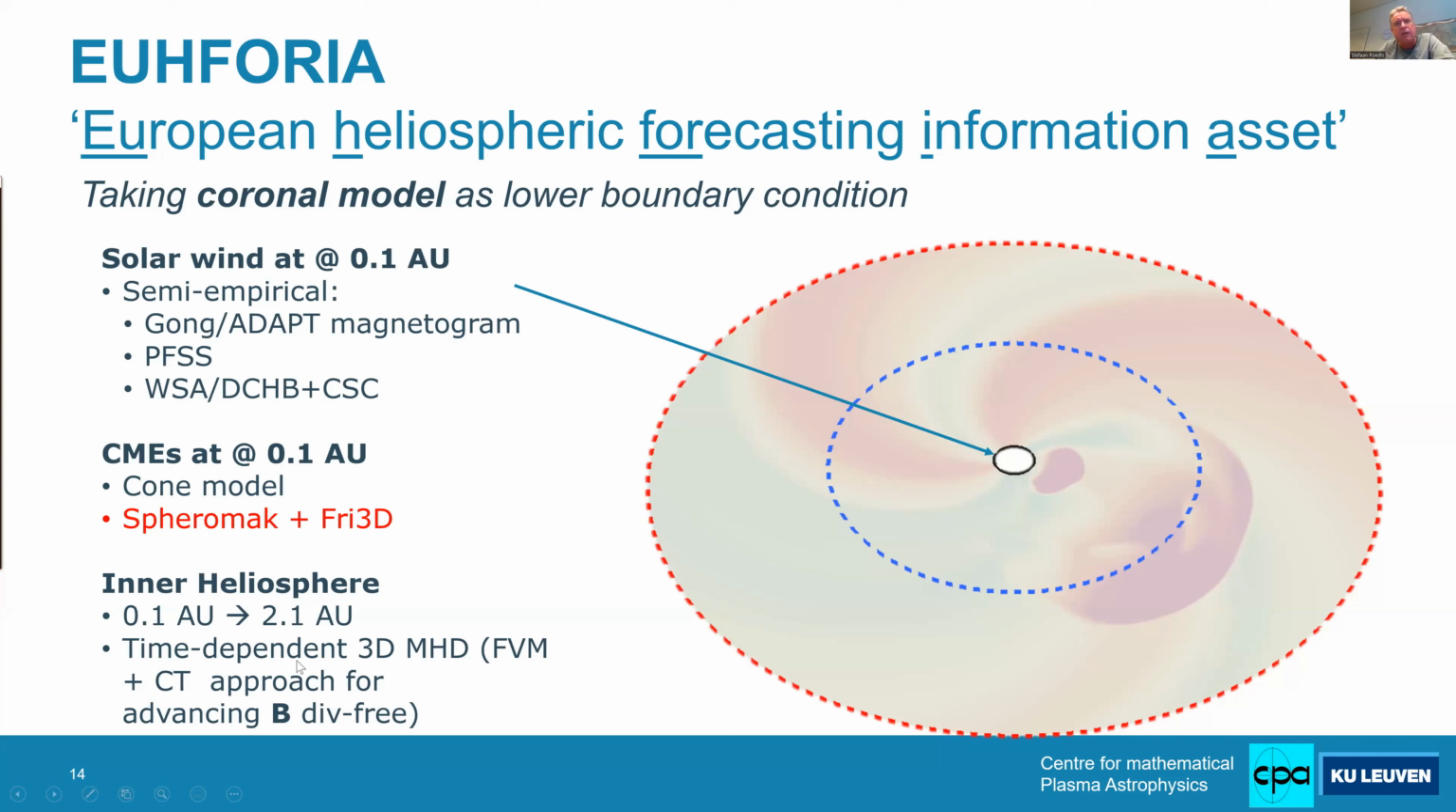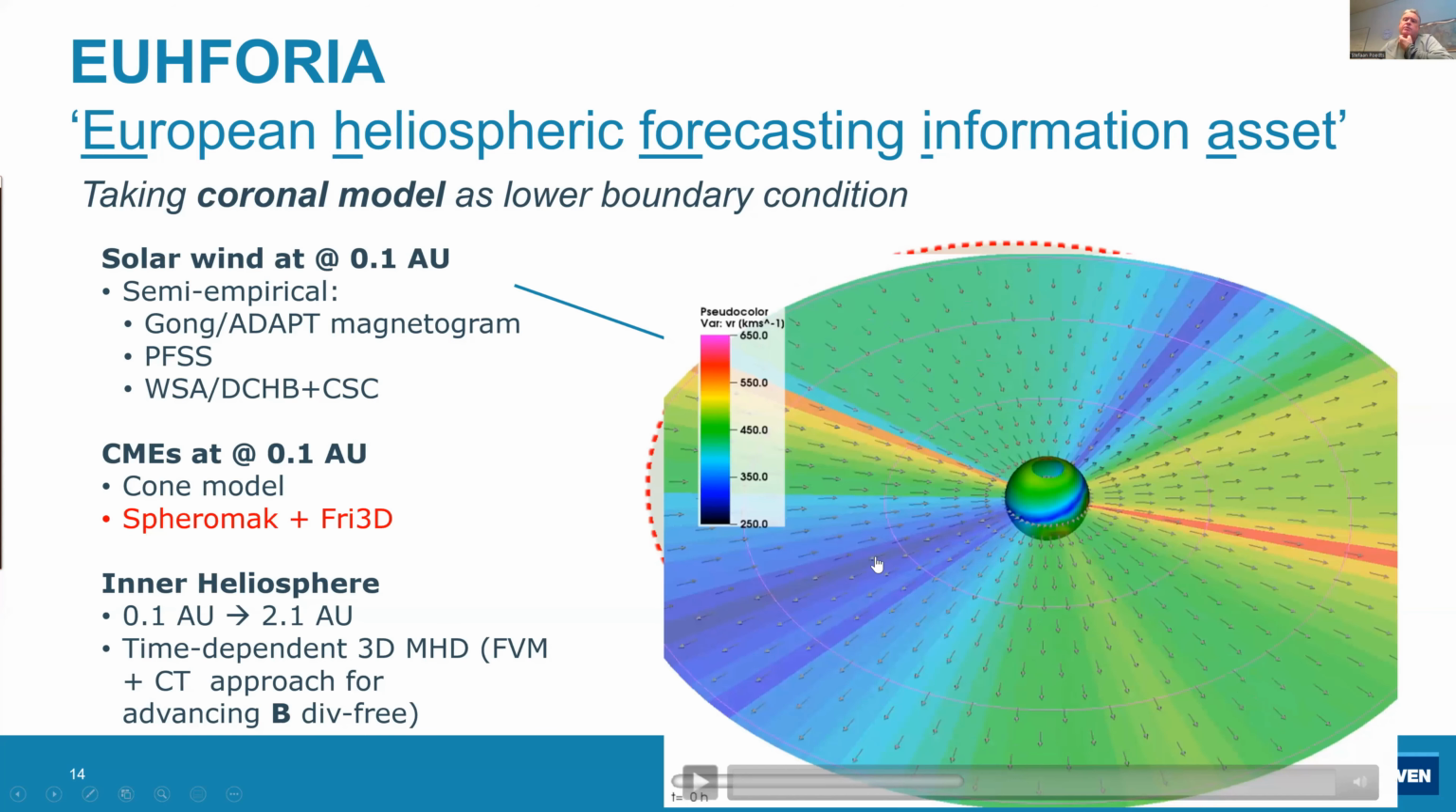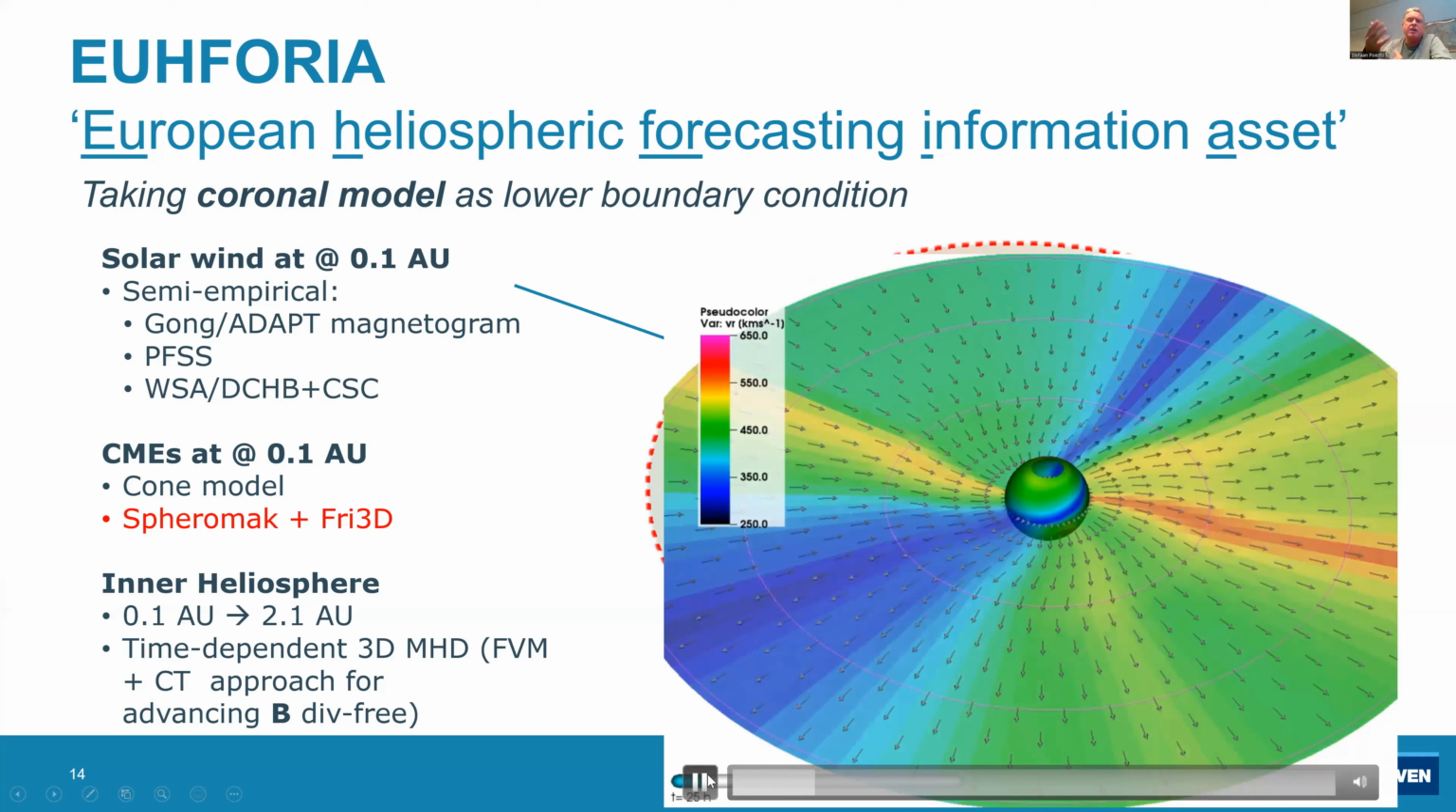So this is a full MHD 3D time-dependent simulation, using the finite volume method with constrained transport to avoid artificial divergence-B generation. This is what we do. We just extrapolate the values we get at 0.1 AU to 2 AU, and then we do an MHD relaxation. And this is what you see here.